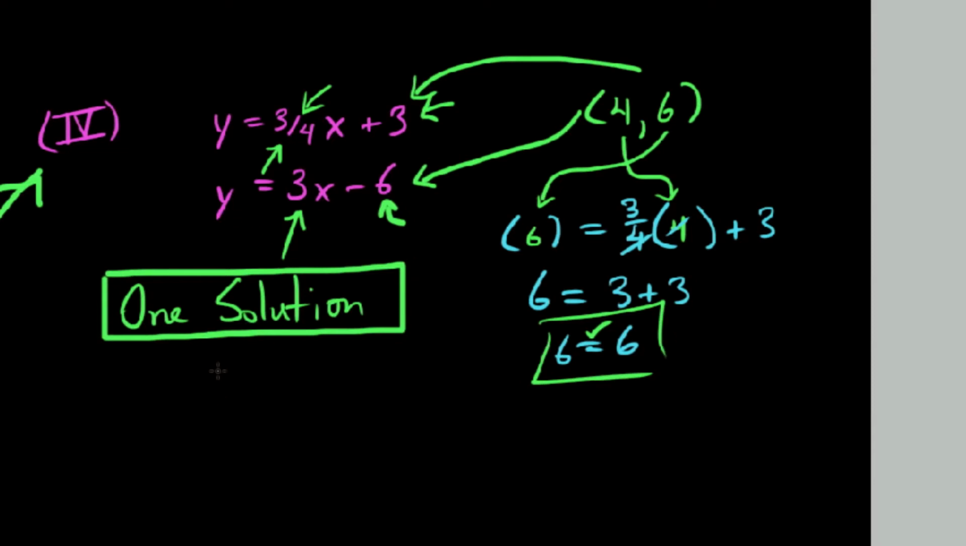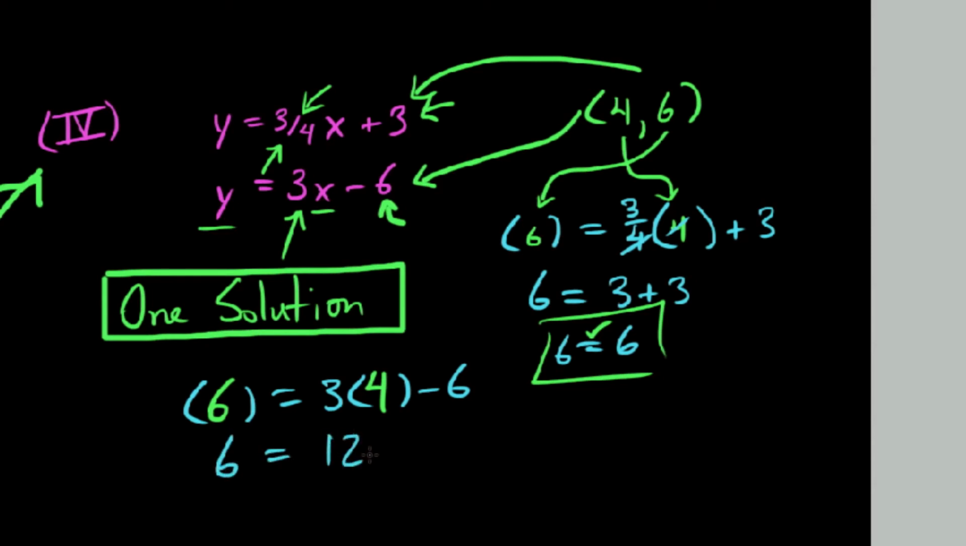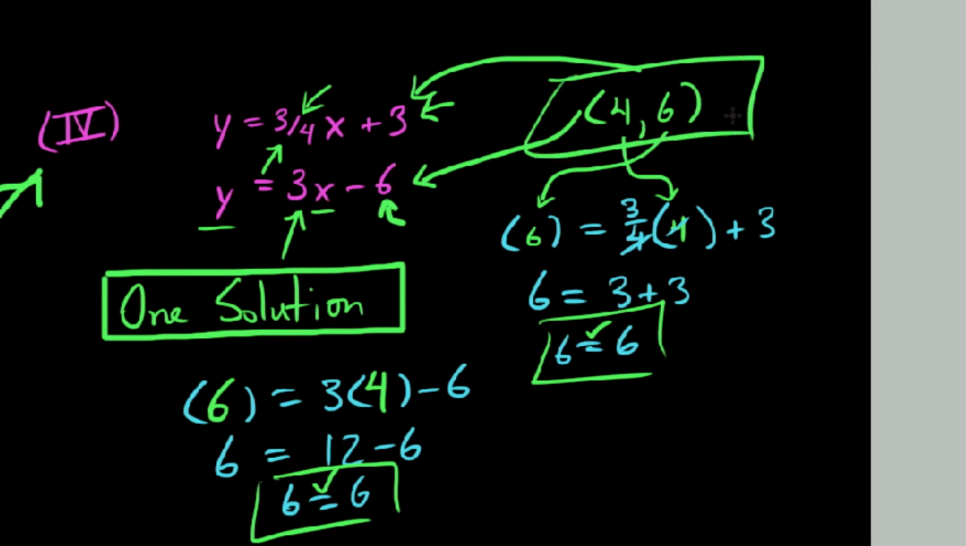Now the second equation here, we say y equals 3 times x minus 6. Again, we're going to plug in 4 for x, which is right here, and 6 for y, which would go out here this time, y, x. So we get 6 equals 12 minus 6. 6 equals 6. So this is a solution not only to the first equation, not only to the second equation, but (4, 6) is a solution to the system, because it satisfies everybody in the system.